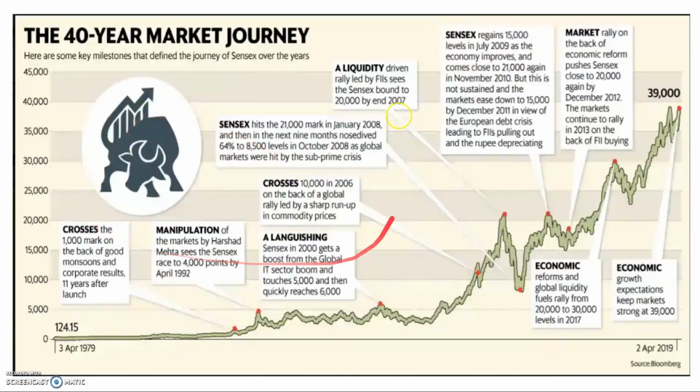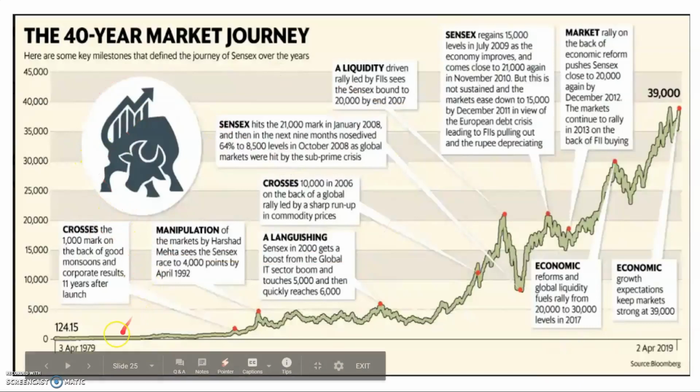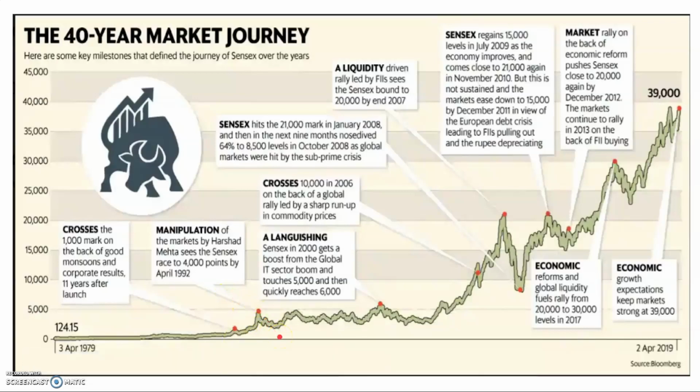Now let's look at the Sensex history, how the Sensex started and how it went up. The Sensex started at around 1979, and then the Harshad Mehta bull run happened, and Harshad Mehta took the Sensex to around 3,500 points. After the Harshad Mehta scam, the Sensex tanked, and a lot of people lost a lot of money.